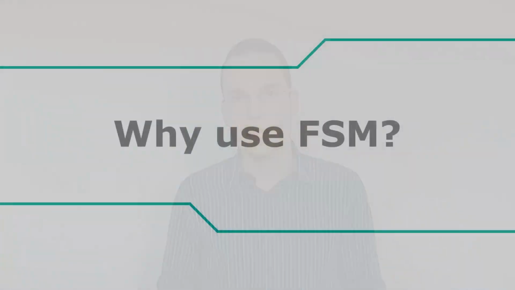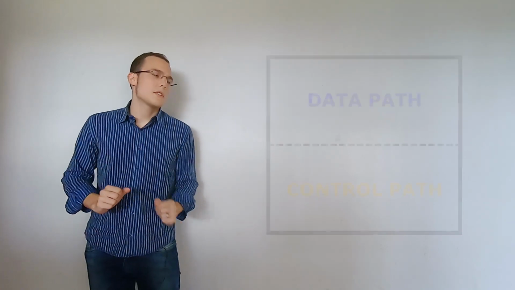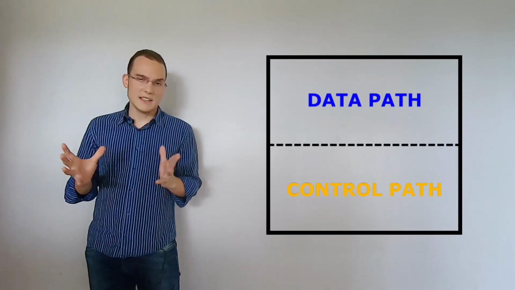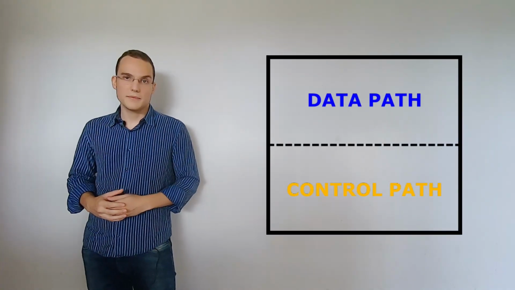Okay, that's interesting. But the question is why? Why would we use that to develop our digital circuit? FSMs are actually present in the vast majority of digital projects, and that's because of the way we usually think about a digital circuit. Generally, we think of some kind of division. We think that the digital circuit is composed of two paths, a data path and a control path.